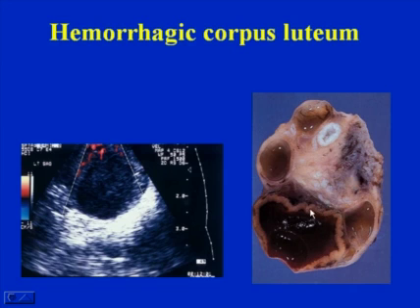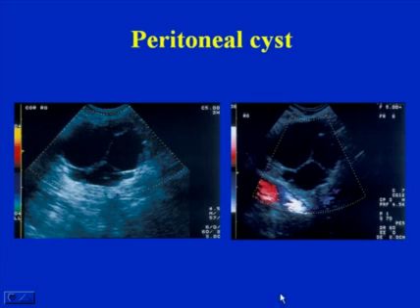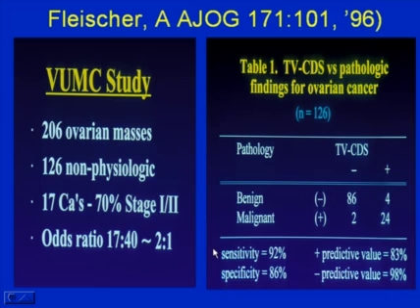Now, we can differentiate cancers from benign lesions by showing that the lesion does not have any significant central blood flow, such as in this corpus luteum and such as in this hemorrhagic cyst that we can see has some fine linear interfaces inside the hemorrhagic mass, and this is characteristic of hemorrhage. And we can also differentiate tumors from non-tumors. This is a peritoneal cyst, showing no vascularity around the lesion.